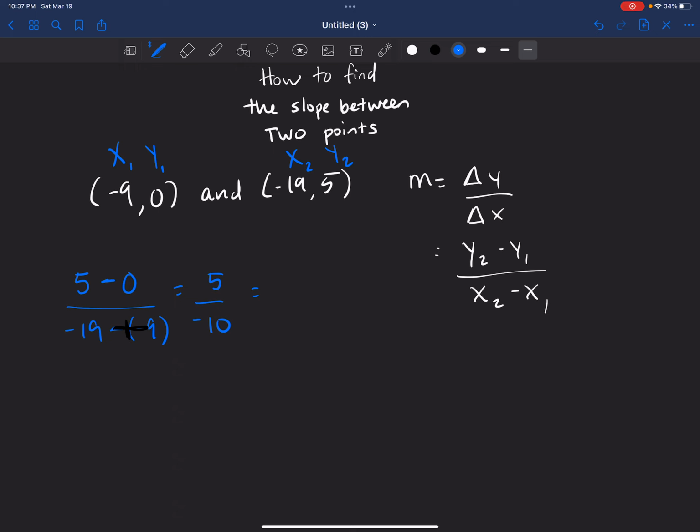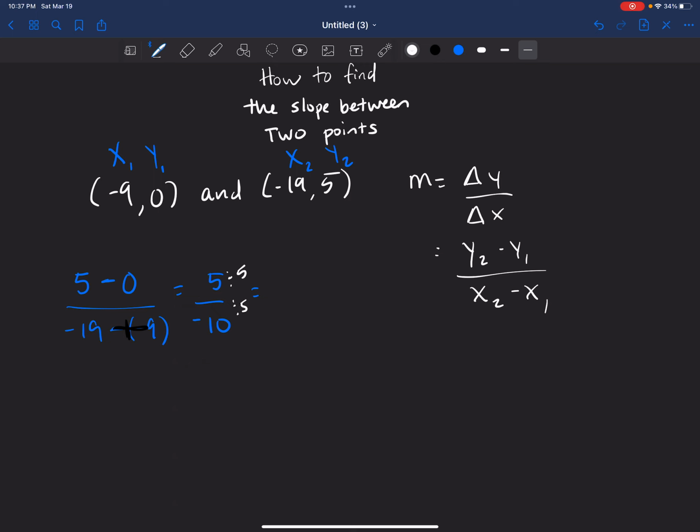And then I'm not done, because this is not simplified. What I need to do is figure out a number that goes into 5 and 10 and then divide by that number. So I see that 5 goes into 5 and 5 goes into -10. So I'm going to divide the top and bottom by 5.